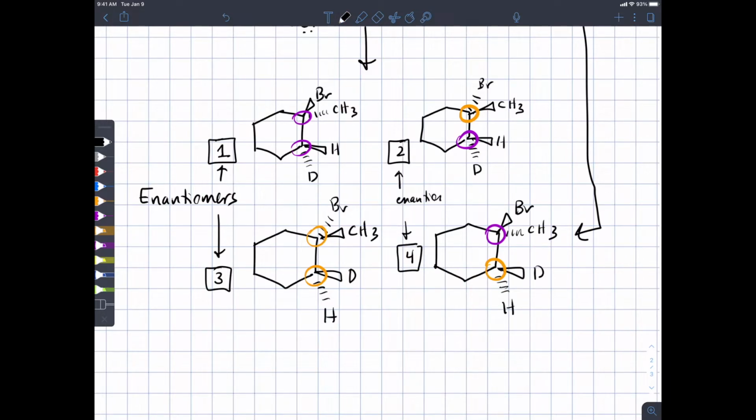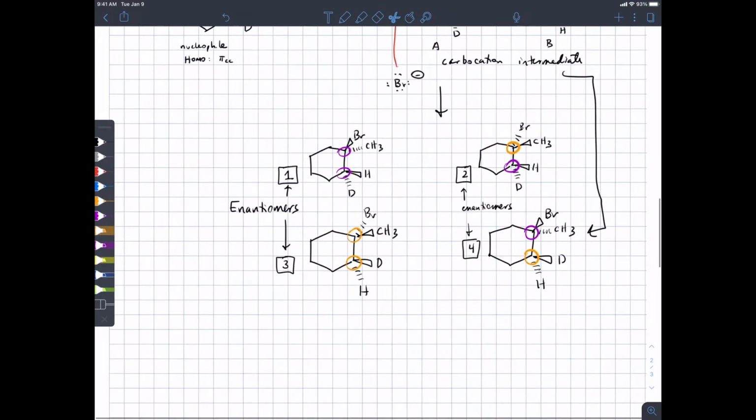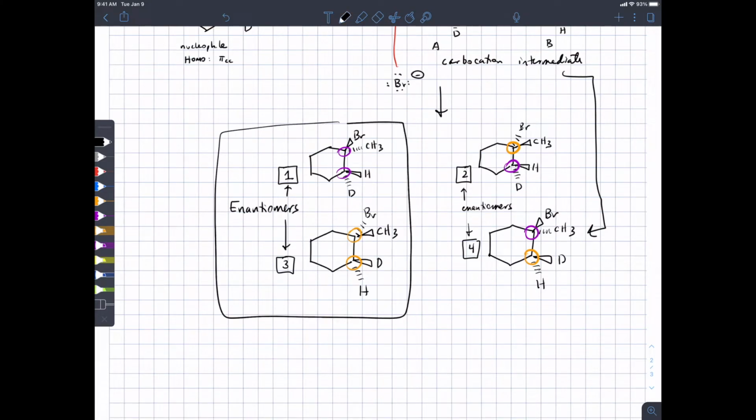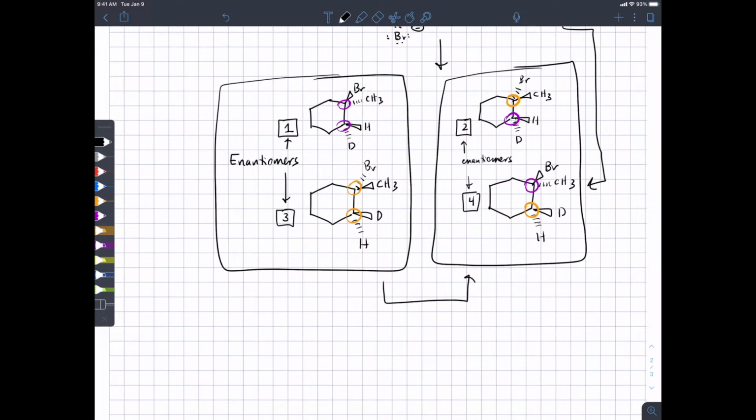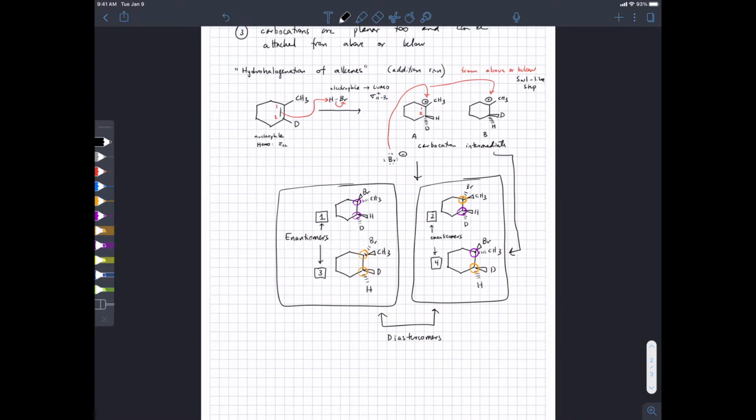All right. How about the relationship between 1 and 2? Diastereomers. And same thing about the relationship between 3 and 2 or between 3 and 4. In fact, we can sort of separate these out, and everything here is a diastereomer of everything in here. So yeah, these two are diastereomers. Okay. So we get 4 possible stereoisomer products from this reaction.